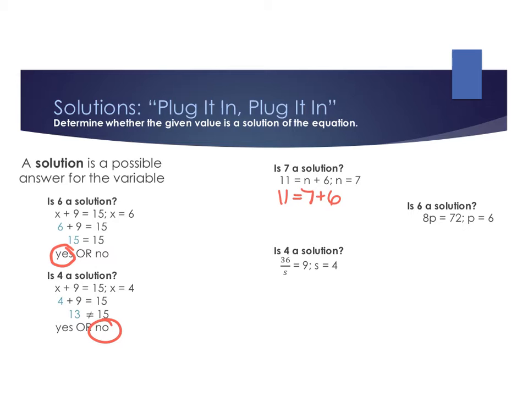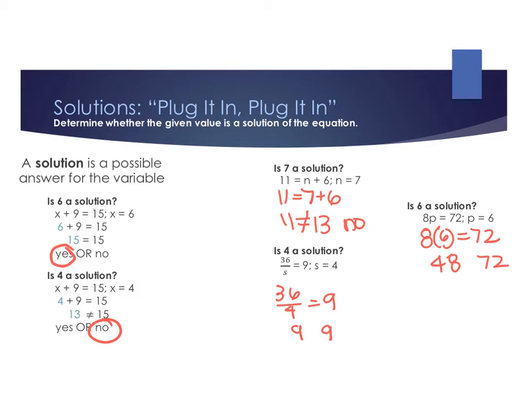So now I'm going to go to the next step. This side equals 11. This side equals 7 plus 6 is 13. Then I'm going to ask myself, does 11 equal 13? No, it does not. So I'm going to put an equal sign with a slash through it and write the word no. No, 7 is not a solution to this problem. It does not work. Go ahead and do this one. Is 6 a solution? And do the one on the bottom, is 4 a solution? Hit the pause button while you're working.